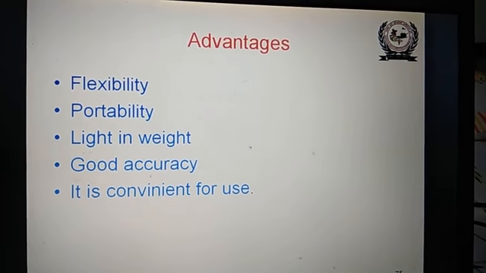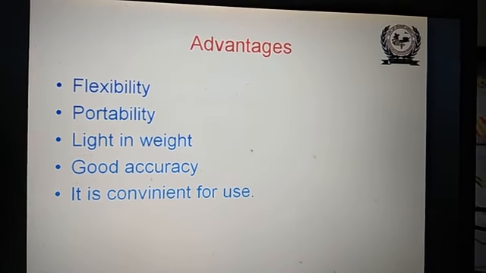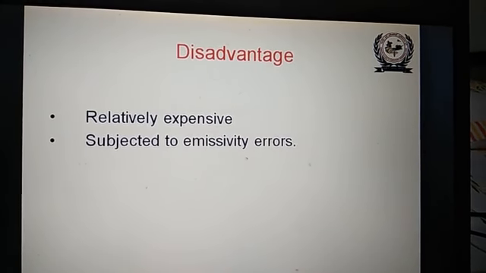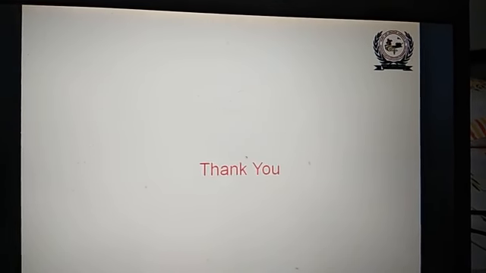These are the advantages of the optical pyrometer: flexibility, portability, light weight, good accuracy. It is convenient for use and relatively inexpensive. Disadvantage: subject to emissivity errors.